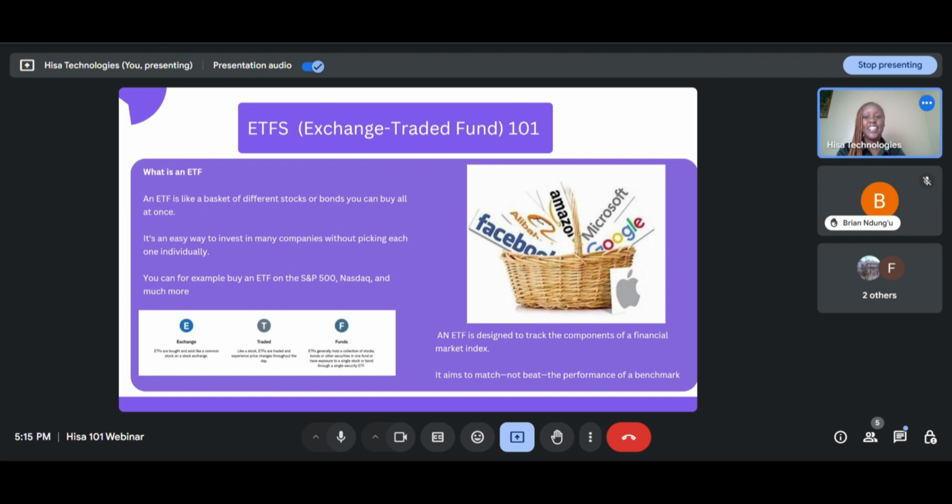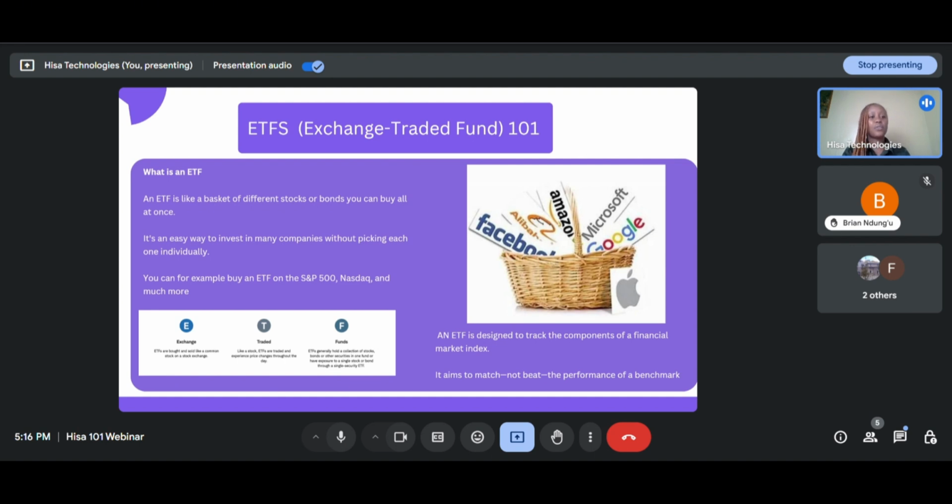It is cheaper. So you can, for example, buy an ETF on the S&P 500, the Nasdaq, and so much more. So what is an S&P 500? This might be a new term, and it's okay. We'll explain what an S&P 500 is. So an ETF is designed to track the components of a financial market index. The S&P 500 is an index. And what is an index?